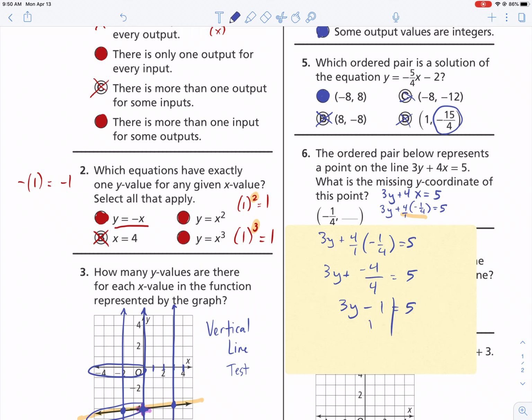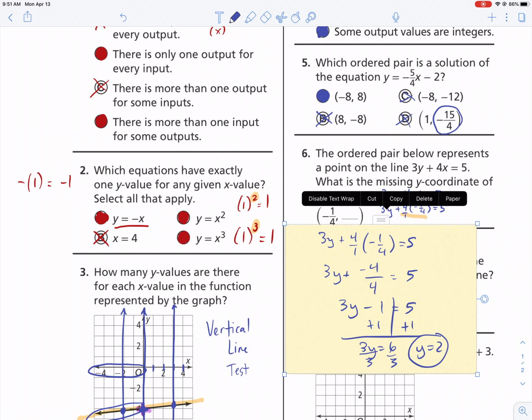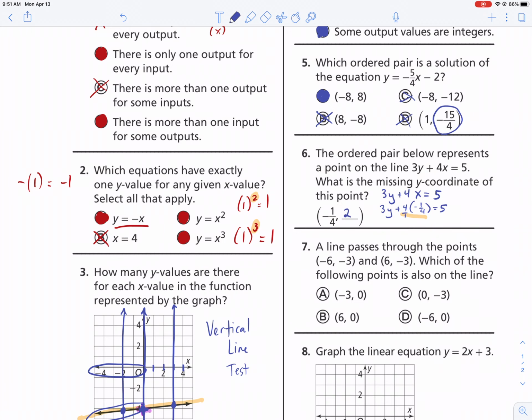I solve for y: I add 1 on both sides, 3y equals 6, divide by 3, and y equals 2. So we end up with our value being 2 for our y. So we plug it in here, we end up with 2.